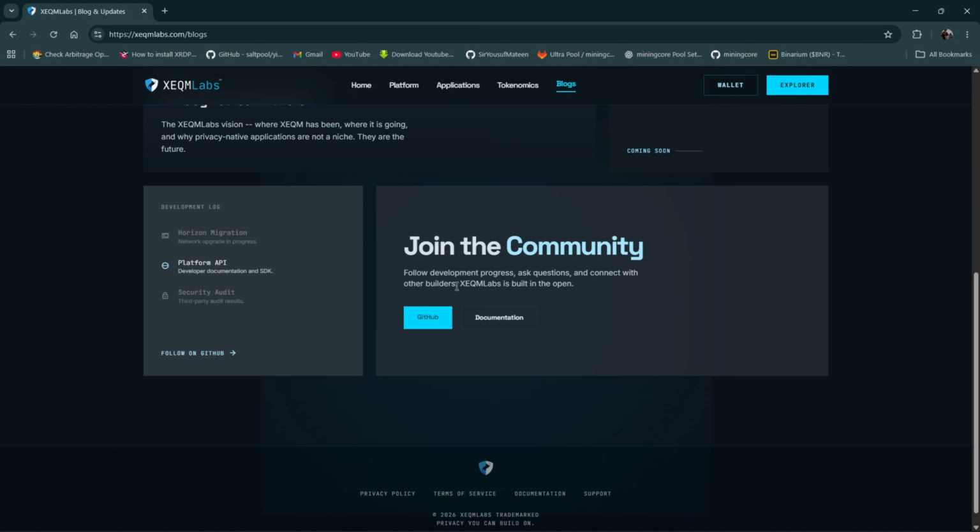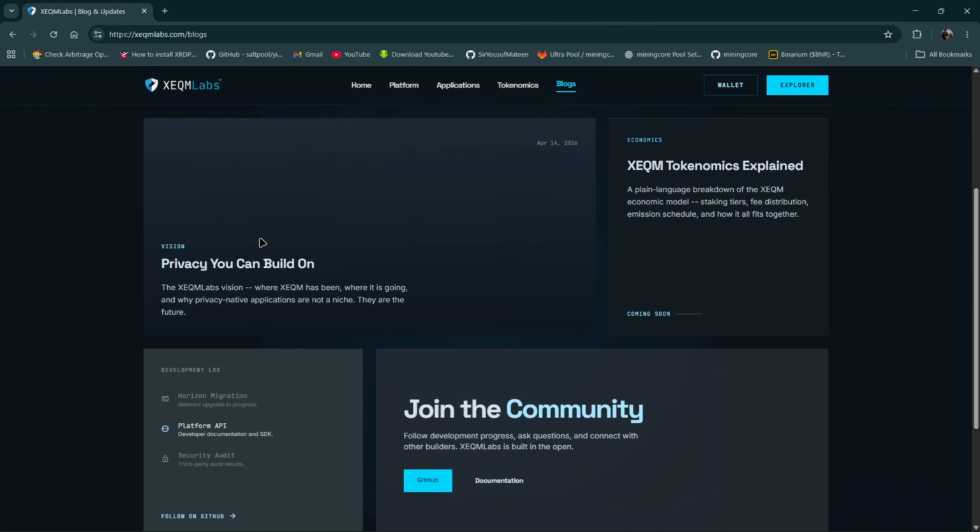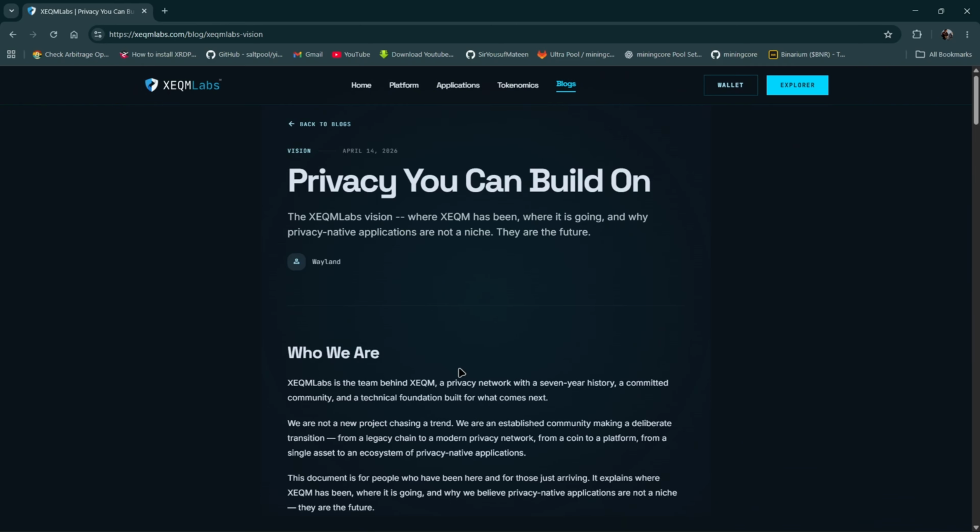Okay, join the community, GitHub, documentation. Okay, follow on GitHub. Let's check this Privacy You Can Build On blog. It's submitted by Wayland. I have seen him, a nice gentleman. So, XEQM Labs vision: where XEQM has been, where it is going, and why privacy-native applications are not a niche, they are the future.